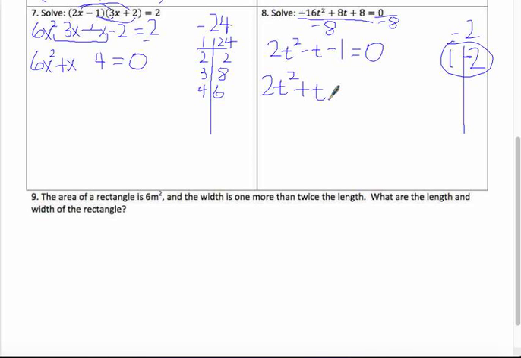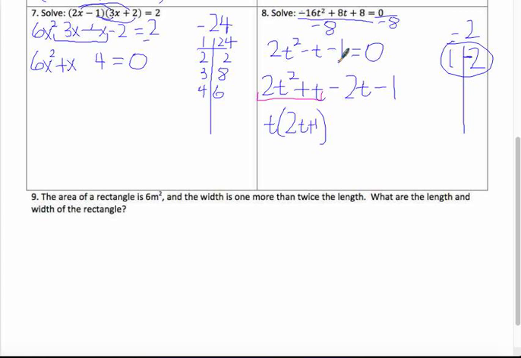So 2t squared plus 1t minus 2t minus 1. And then my GCF in the first two would be 1t. So I factor out t, and I'm left with 2t plus 1. And then here, this is negative 2t minus 1.